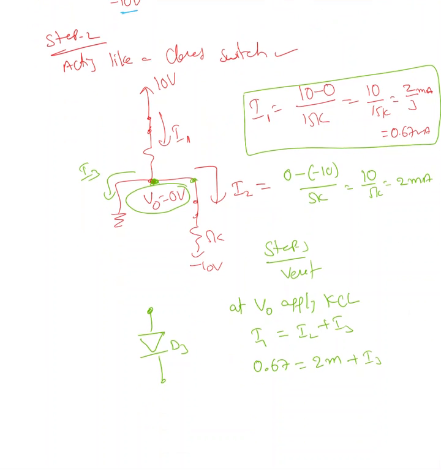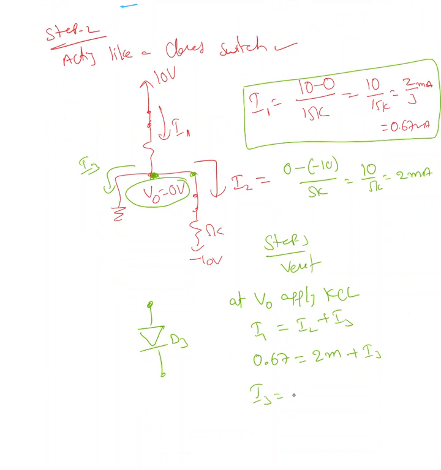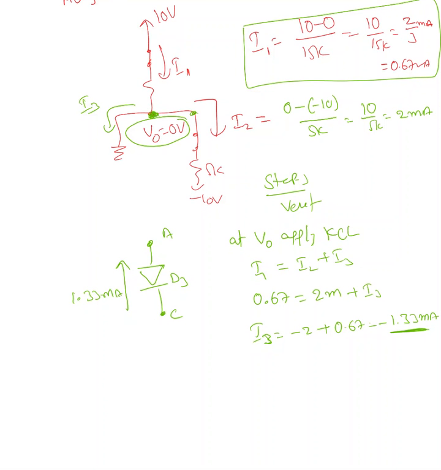I3 we don't know, so based on this, I3 equals minus 2 plus 0.67, which is minus 1.33 milliampere. So that indicates that I'm saying I3 is flowing from V0 to ground, but in reality that is flowing in the opposite direction. So we're saying there is 1.33 milliampere flowing from cathode to anode, which is not possible. So here our assumption is wrong.